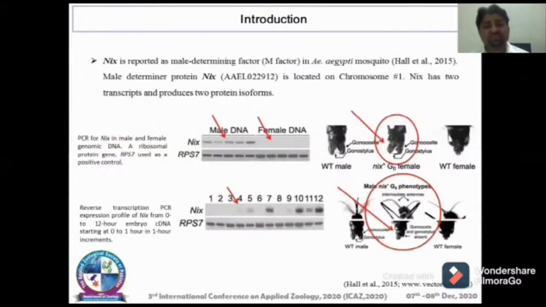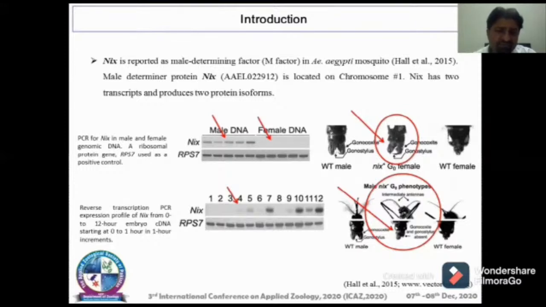This is the Nix gene, which is called the male determining factor. Interestingly, normally we have the XY chromosome system, but in Aedes aegypti there is no XY system. There is a certain repetitive sequence of DNA which is called the male determining factor, the M factor. In the M factor there is a gene that is called Nix. If this sequence is expressed in embryonic developmental stages, in the egg stage, it is going to be a male. If it is not expressed, there is no repetitive sequence, so this is female.